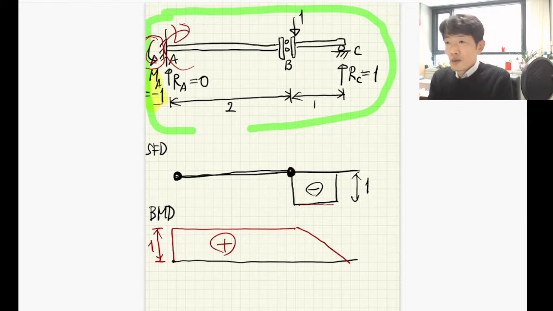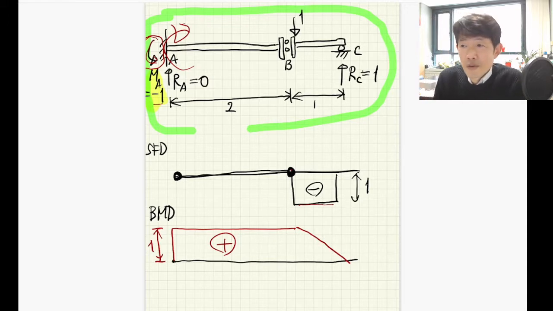Okay, here we discussed several problems regarding the construction of the shear force diagram and the bending moment diagram. Actually, it is very easy, and the procedure is really straightforward if you understand the nature of the change of shear force and the change of bending moment. Okay, so let me stop my video here.